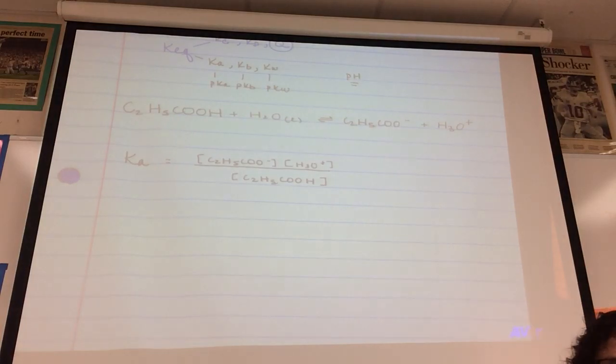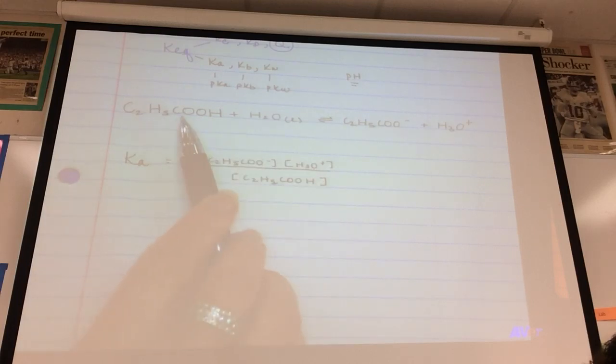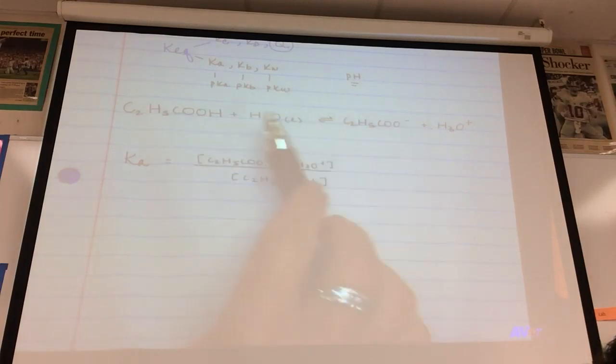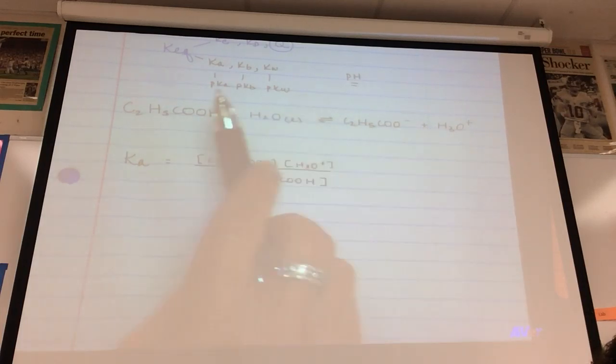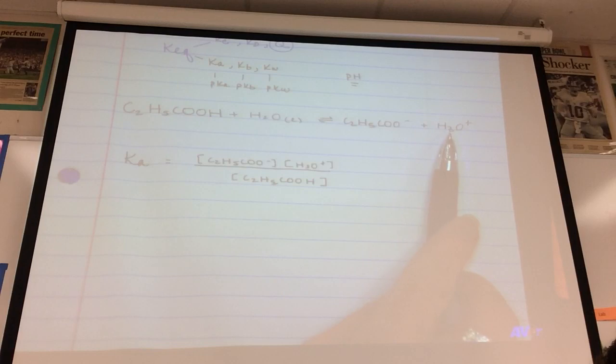And this is particularly useful because if you know the Ka and you know the concentration of your acid, you can calculate the hydronium ion concentration and the pH. This is a weak acid that doesn't ionize completely, so these two concentrations are not the same. This is far greater than that.